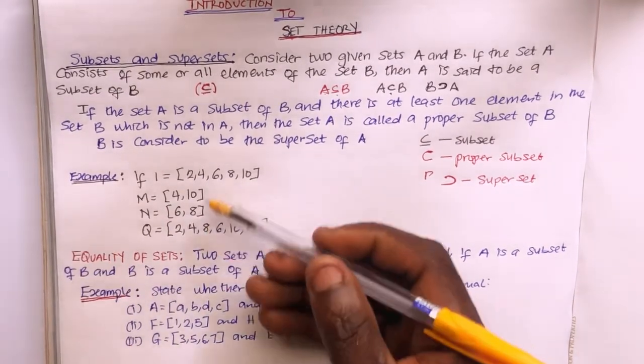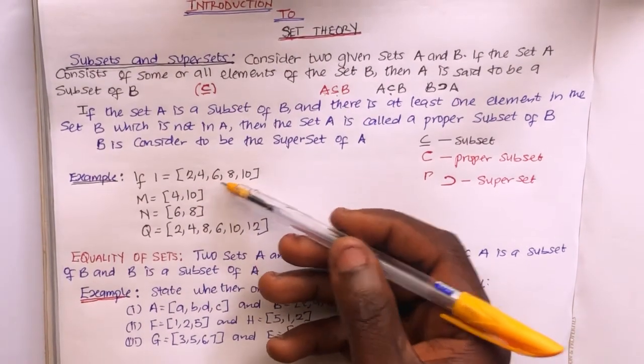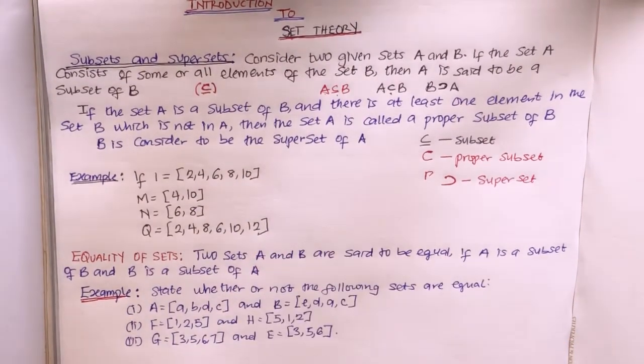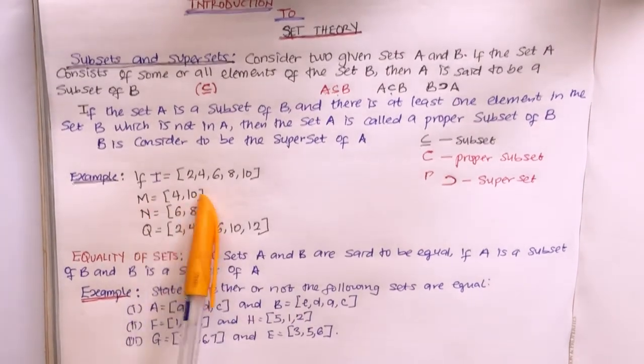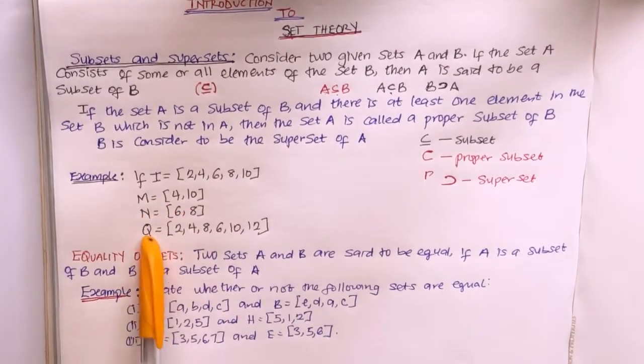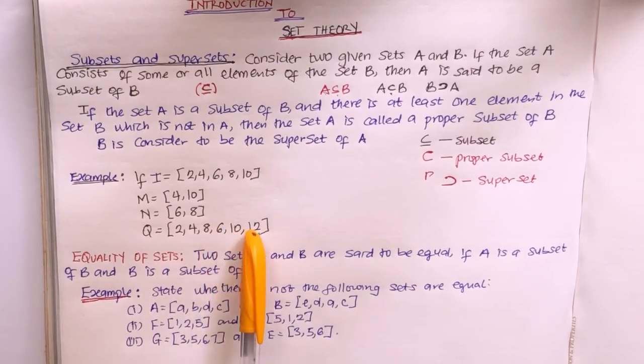We have I equals 2, 4, 6, 8, 10. Let me say my M is 4, 10, my N is 6, 8, and my Q is 2, 4, 6, 8, 10, 12.